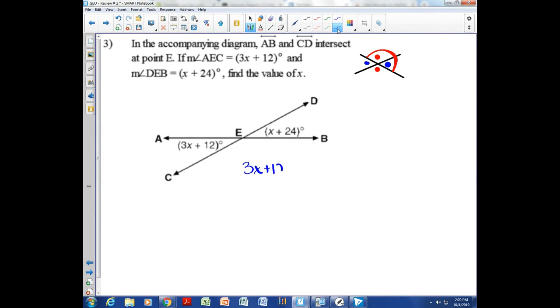3x plus 12 is equal to x plus 24. 3x minus x is equal to 24 minus 12. 2x is equal to 12. Divide both sides by 2. X is equal to 6. That's the question, so I am finished.